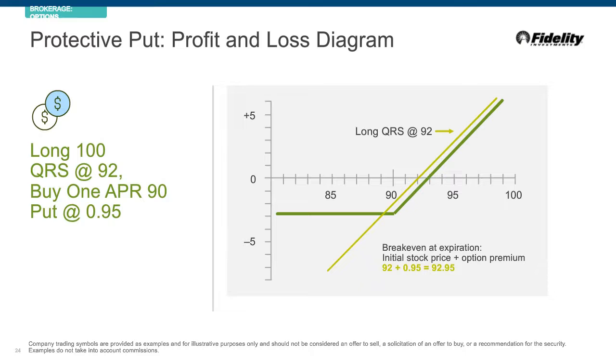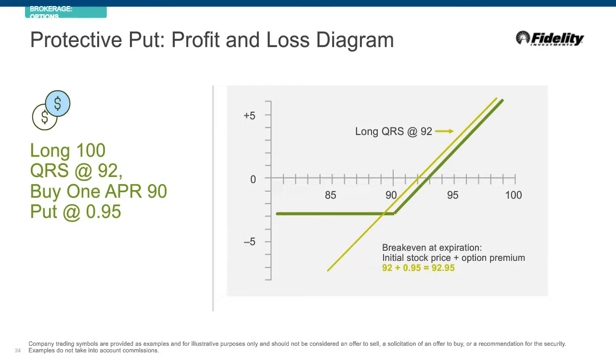So at $95, we are starting to see that we have a $3 gain on the stock plus the 95-cent premium paid, which gives us a gain of $2.05. And similarly, we see that at $100, we have a gain of $8 on the stock, offset by the 95 cents paid on the put option, bringing our gain to $7.05. So the upside potential on this is similar to being long the stock. The only difference here is that we've slightly decreased our profits by buying that put option.